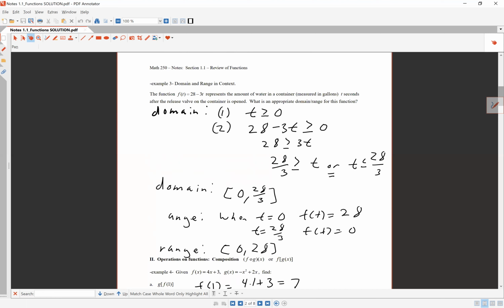And then when t is 0, we have f of t is 28. Okay, so when t is 0, you have 28 gallons of water. And when t is 28 thirds, you have 0 gallons of water. Okay, so we know that the range is going to go from 0 to 28.